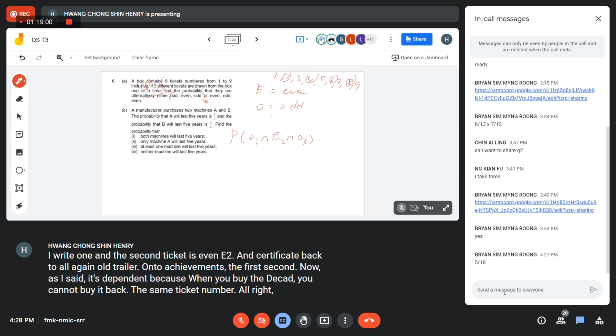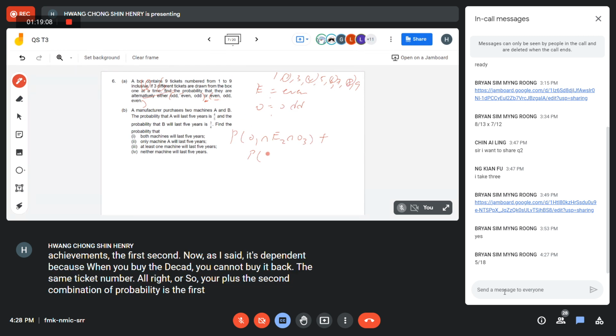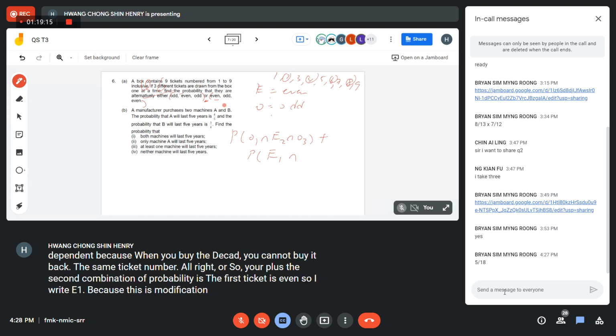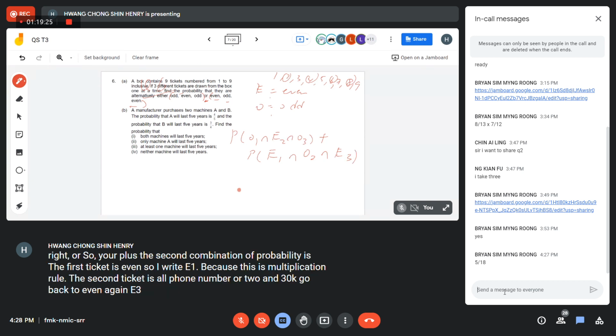All right? Then you add the second combination of probability: the first ticket is even, so I write E1. And because this is the multiplication rule, the second ticket is odd, O2, and the third ticket goes back to even again, E3. The answer is 140 over 504. How many of you get this?